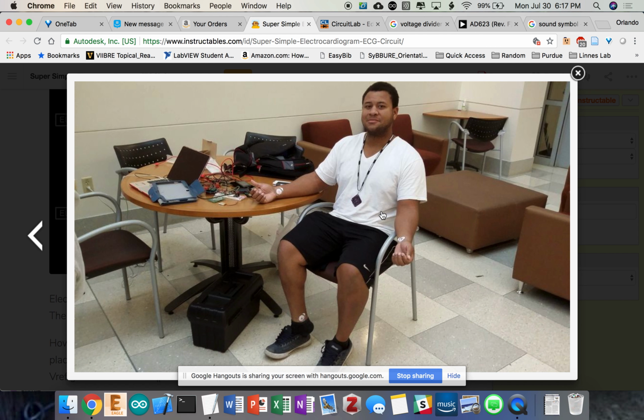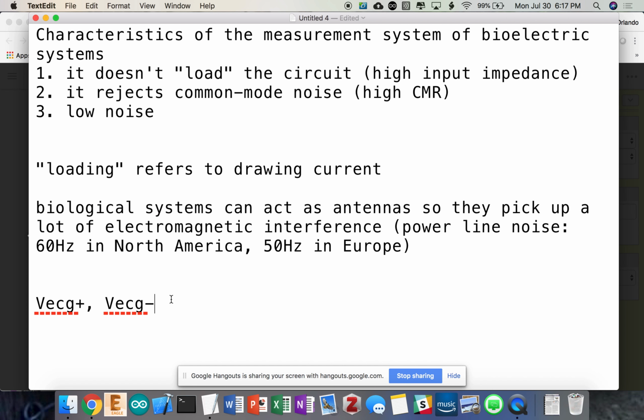Okay. But yeah, if I do it symbolically, you have ECG plus, ECG minus, the positive side of the heart, the negative side of your heart, and you have V 60 hertz, V 60 hertz. You know, 1 electrode might be V ECG.